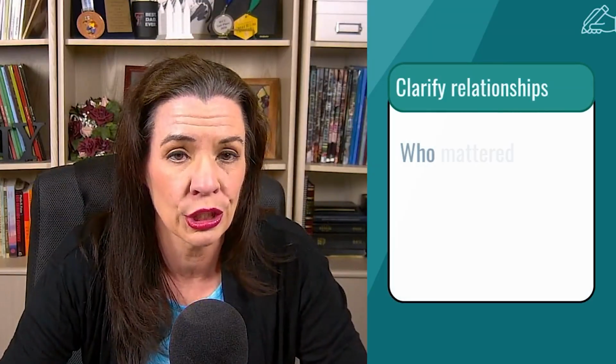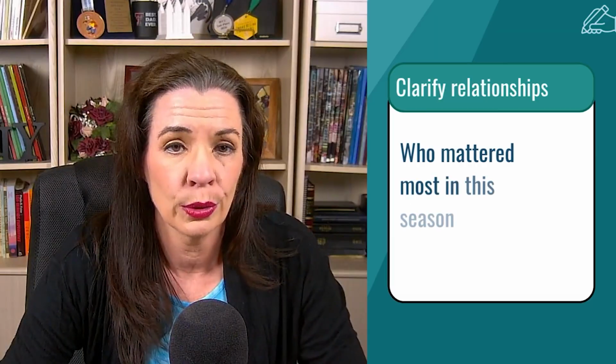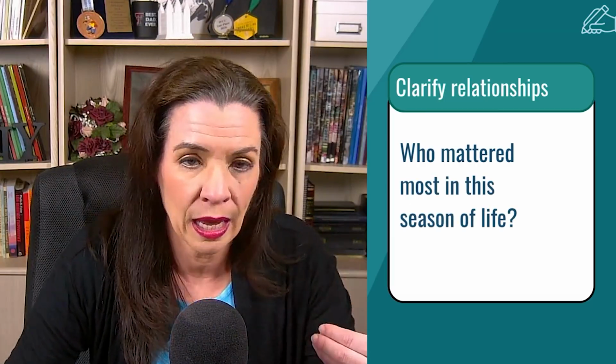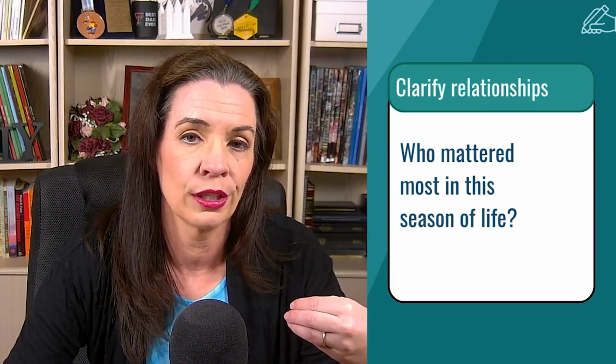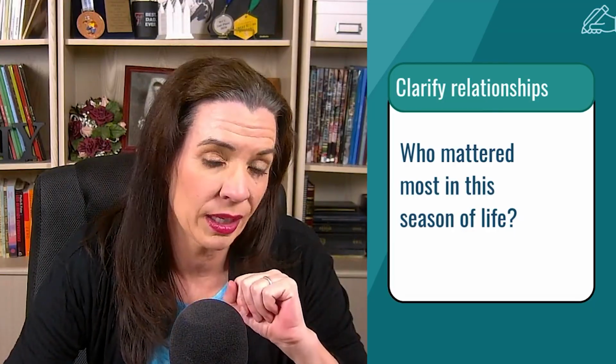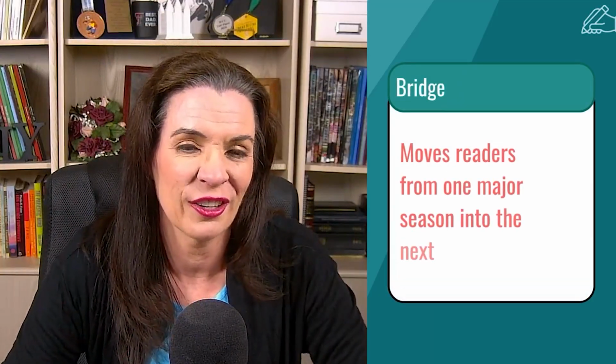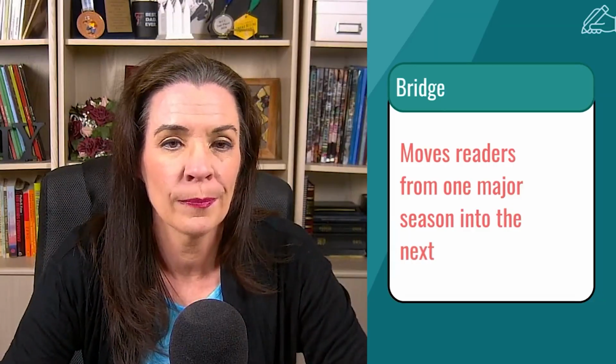Another chapter might be clarifying relationships. Who mattered most in this season of life? And how did they come into the story with your ancestors? What were some of the dynamics of them coming together? And the other chapter job is a bridge. And I talked about that in the previous video, so I won't cover it too much here.